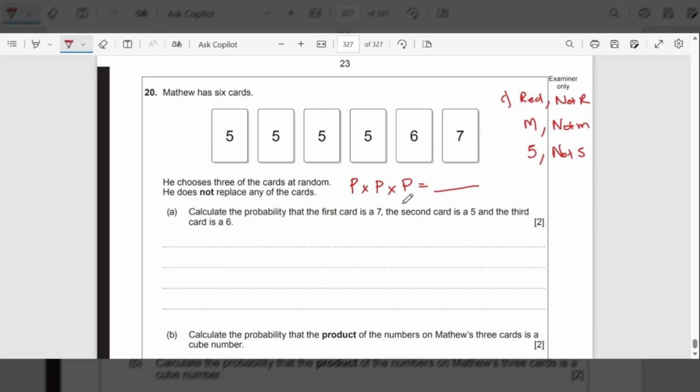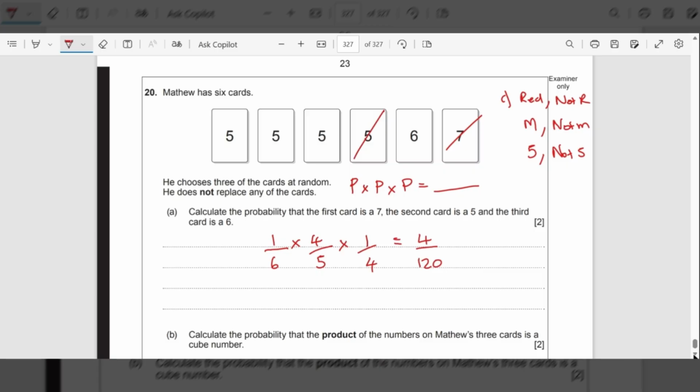Calculate the probability that the first card is a 7. 1 out of 1, 2, 3, 4, 5, 6. The second card is a 5. If I take the 7, there are still 4 of these left, but only now 5 cards left. And the third card is a 6. 1 out of, and now we're down to only 4 cards left as well. So I said the first part should be easy. 1 times 4 is 4. 4 times 1 is still 4. 6 times 5 is 30. 30 times 4. And we multiply the top and the bottom.